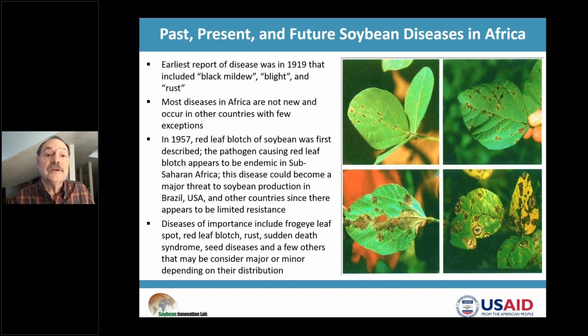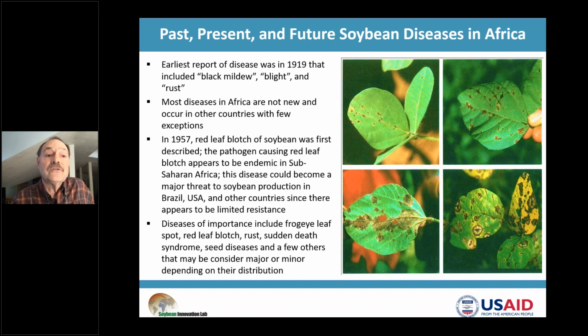Just a bit of history. Soybeans were introduced into the African continent about 100 years ago. It was noted then that soybeans had diseases described as black mildew, blight, and rust. To this day, we don't know exactly which diseases these describe. In any case, we've noted in the last years visiting a number of African countries that soybean diseases in Africa do not differ from ones reported elsewhere, with maybe a few exceptions.